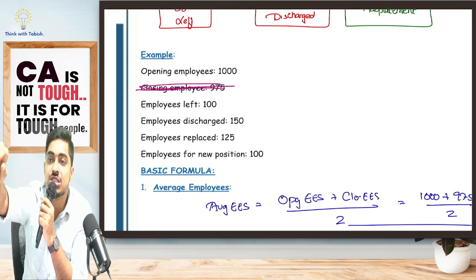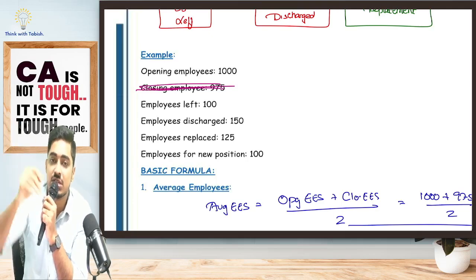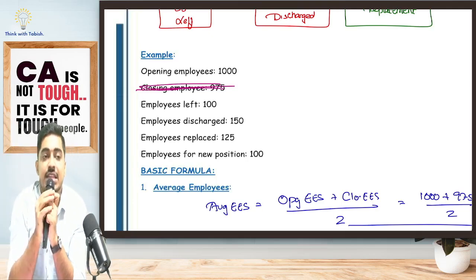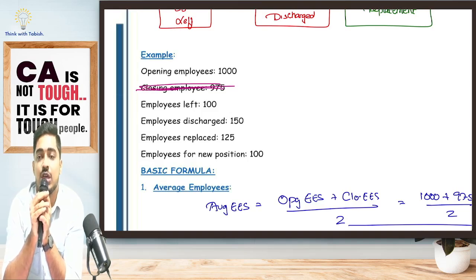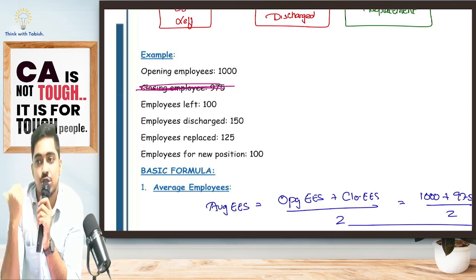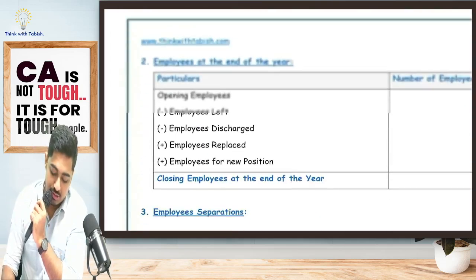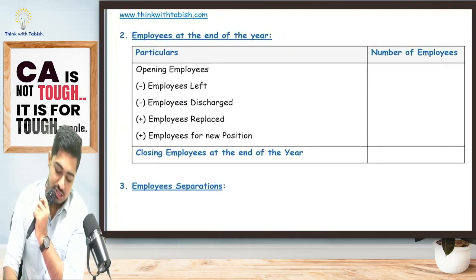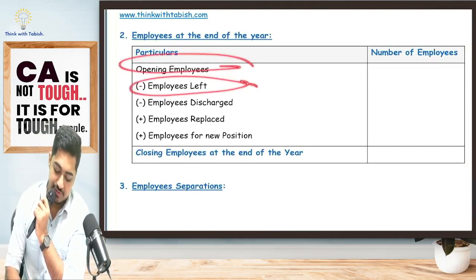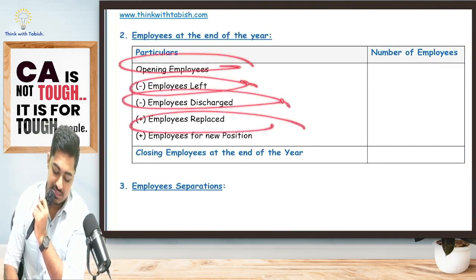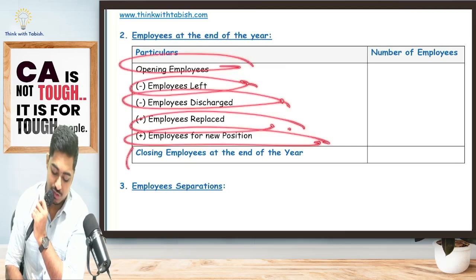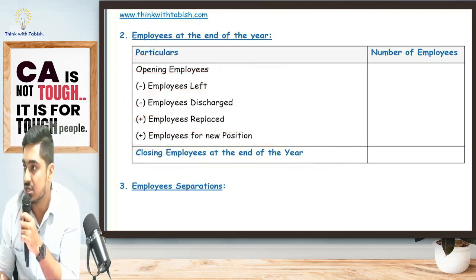Sir, for fresh position, how much we took, sir? 100 we took, sir. That means how much should be there? 975. That means can I tell it is opening employees minus left minus discharged plus replaced plus fresh post should be giving me my closing employees. Yes or no, everyone?